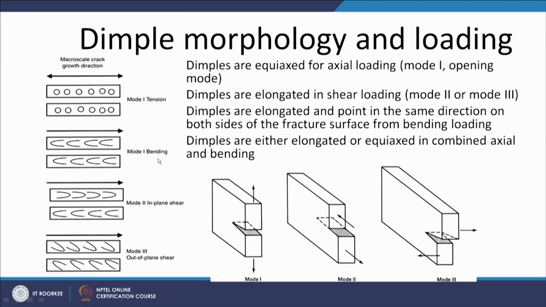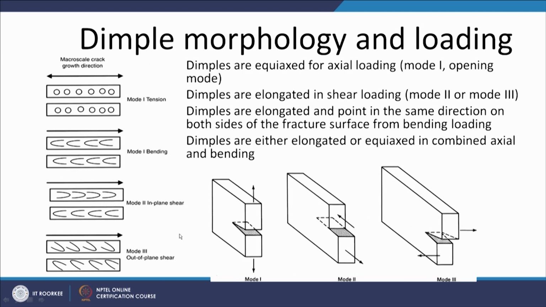In case of mode 2, this is the shear one, where the opposite surfaces will have the dimples elongated in a particular direction, but they will be just like a mirror image. So, they will be oriented in the opposite way. Dimples are elongated in this particular case towards the left side, and here they are oriented towards the right side.